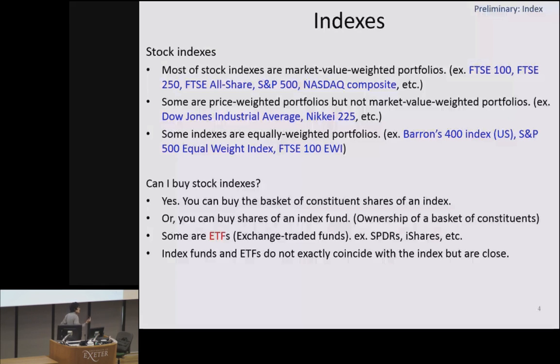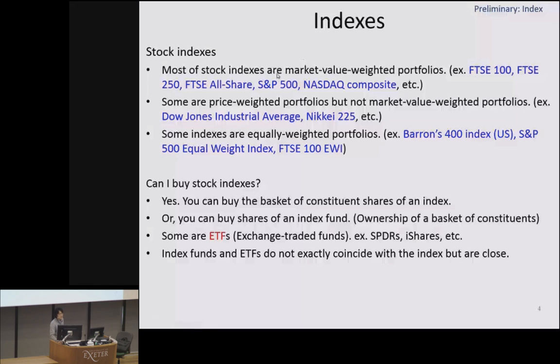Once you understand these different types of portfolios, understanding stock indices is an easy matter, because a stock index is just the price of a particular portfolio. FTSE 100 is just the price of a portfolio composed of 100 major UK companies, and the S&P 500 is just the price of a particular portfolio composed of these 500 major US companies.